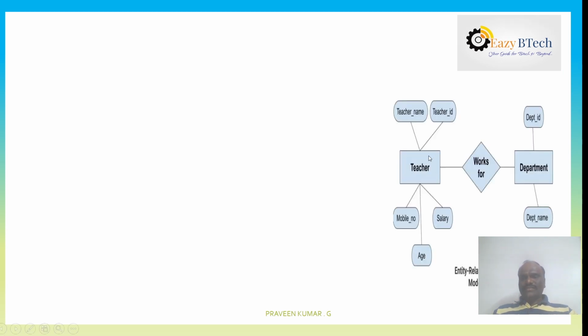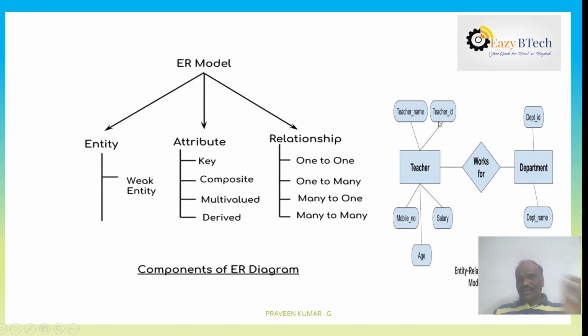Here, teacher is an entity. Teacher name, teacher ID, mobile number, salary, and age are all attributes. We represent an entity with its attributes by using a line. Lines are used for linking between the attribute and teacher. What is an attribute? An attribute is a property of an entity. If you want to design an ER model, we require an entity, attributes, and relationships. We will discuss each in detail one by one.